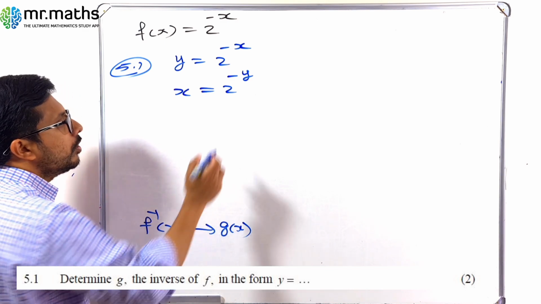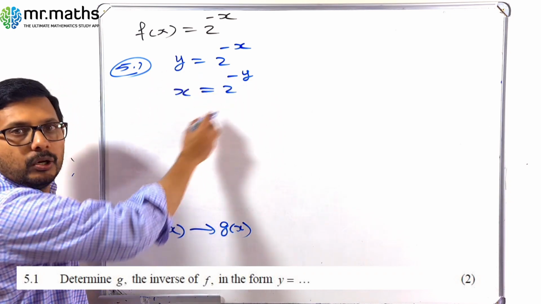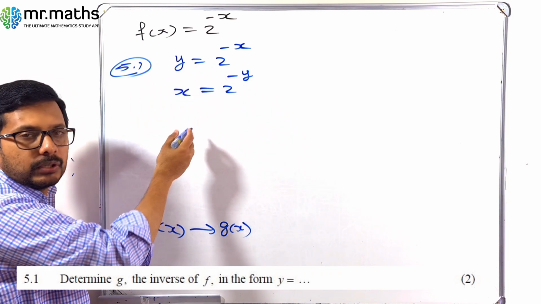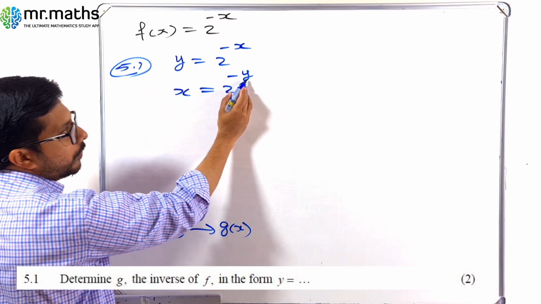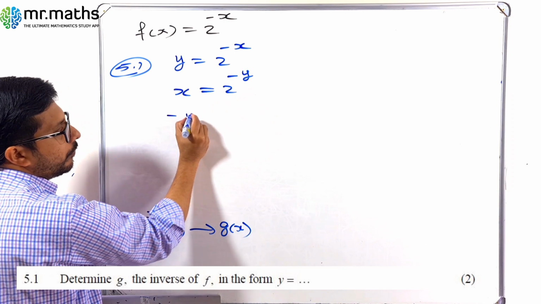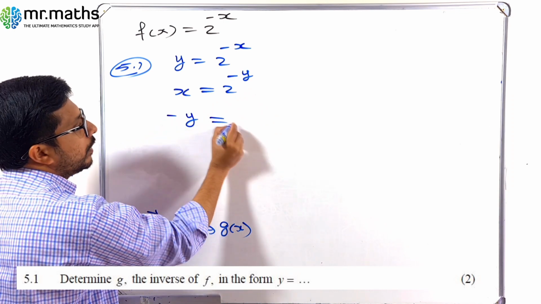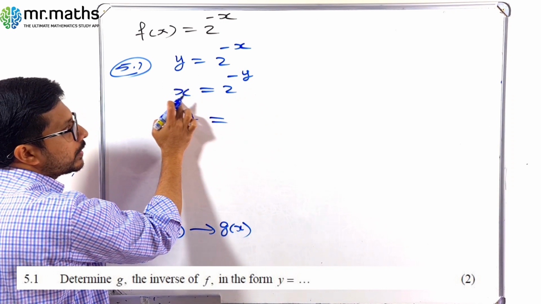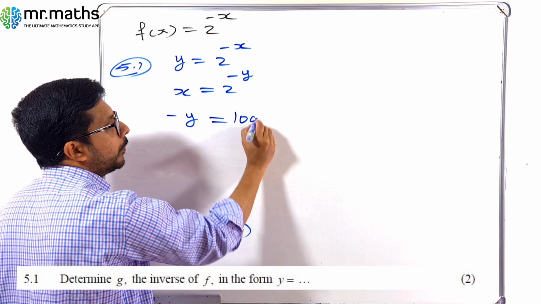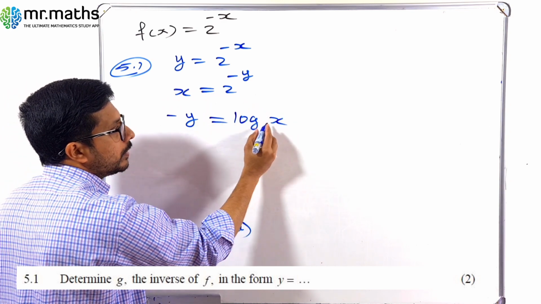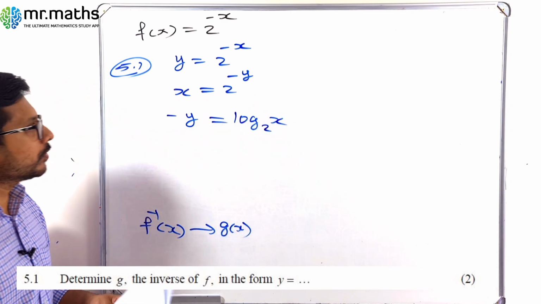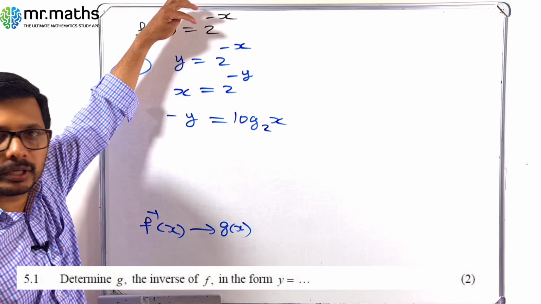So what you have to do is find the logarithm. Do you remember that one? How can you take the logarithm? Look at this one. This power, minus y, is equal to log of this x, with base 2. Okay, so look at how you can write it as a logarithm.